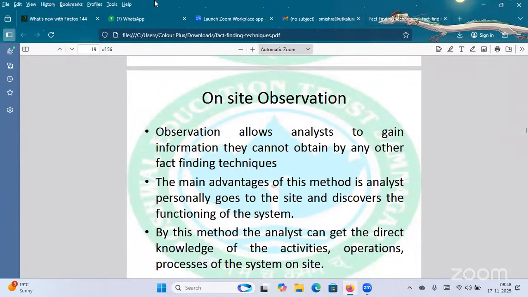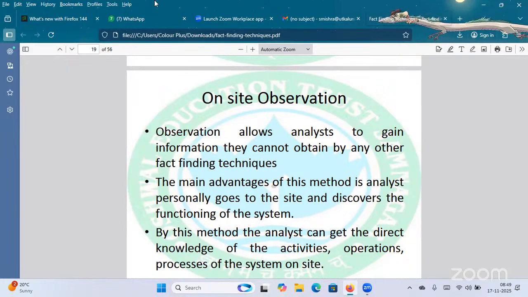Then next technique is on-site observation. On-site observation means it is a case of replacement of the old one with a new one, or developing a totally new system without knowledge. So they will go to the site where the system will work, where the system will be installed. So observations allow analysts to gain information they can't obtain by any other fact-finding technique. Means they observe the system day by day, they observe the environment, what it requires, and what will fulfill the goal objective.